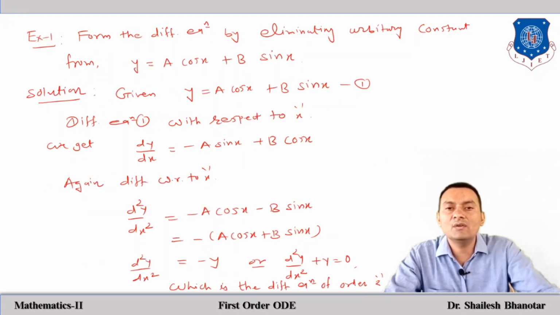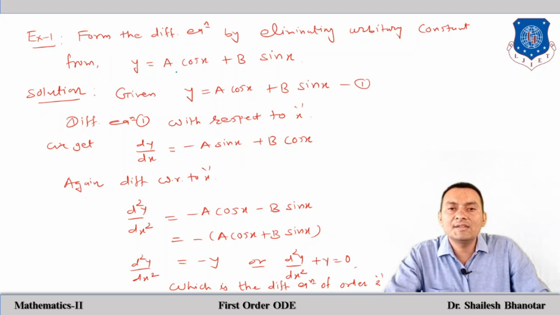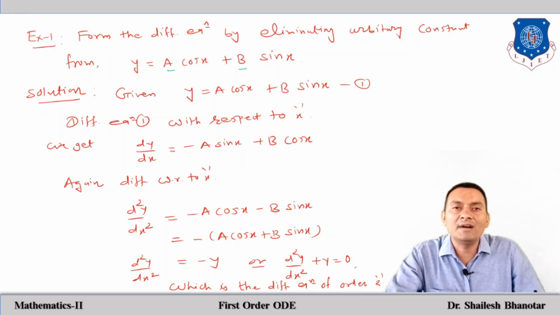So let us understand another question. Here this differential equation contains two arbitrary constants. It is clear that we want a differential equation by eliminating these two arbitrary constants. That means we have to differentiate two times, because this is the general solution, and we all know that the order of the differential equation is equal to the number of arbitrary constants. The number of arbitrary constants is 2.